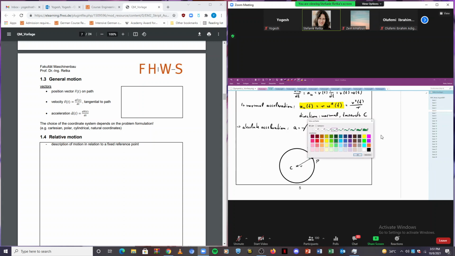And for the acceleration, we have to distinguish between tangential and normal component. The tangential component also points perpendicular to the radius, tangential on the path in the same direction as the velocity vector. I'm just adding it above. And this is AT, which is equal to R times alpha.